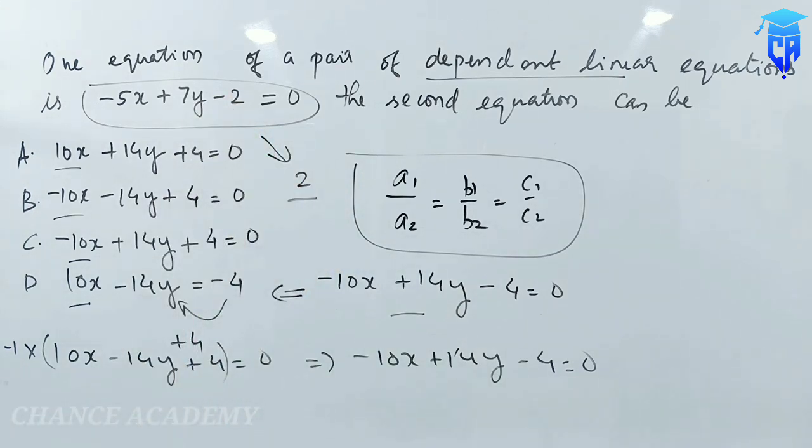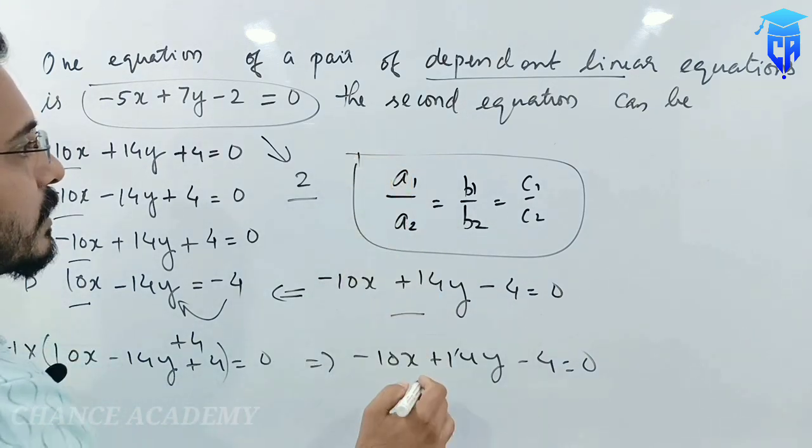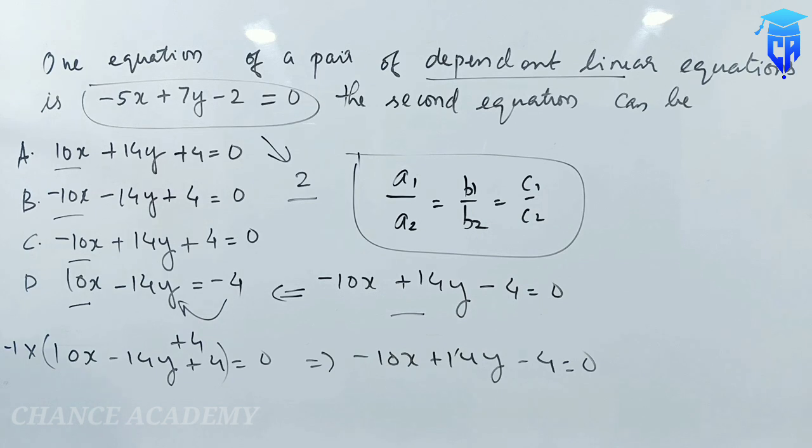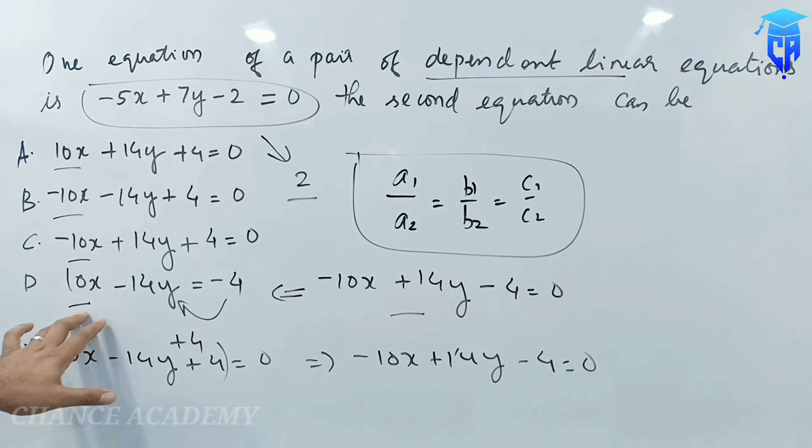So you need to make a note on what's actually dependent linear equations. It's the same as the condition for a pair of equations having many solutions. If many solutions occur, they will be overlapping and the coefficients will be in this ratio: a1 by a2 is equal to b1 by b2 is equal to c1 by c2. So for this question, your final answer will be option D. So that's 10x minus 14y equal to minus 4.